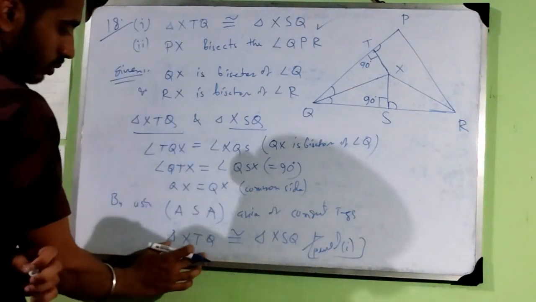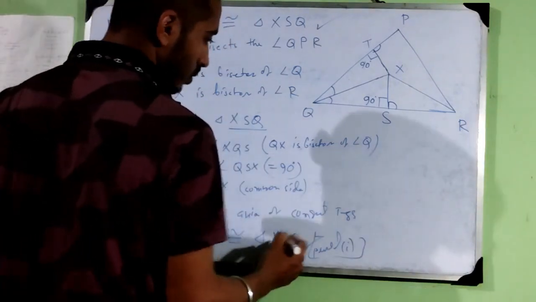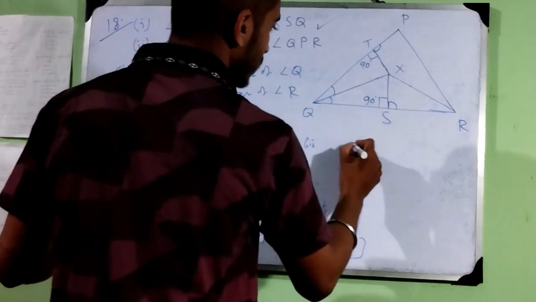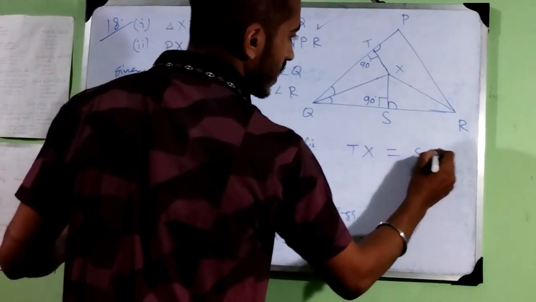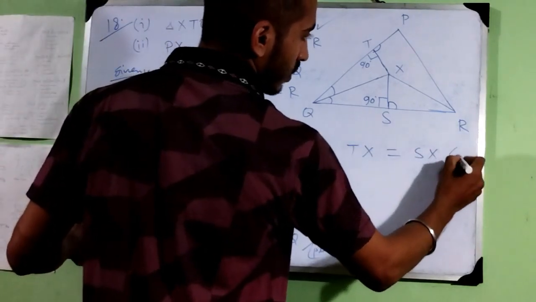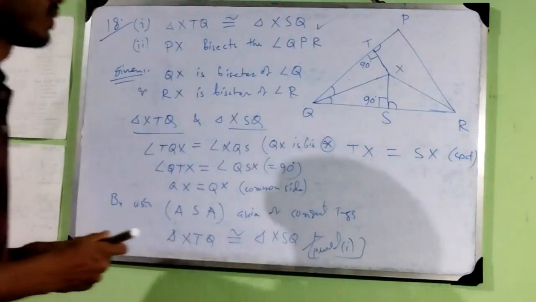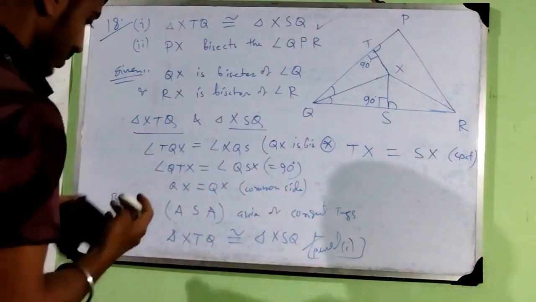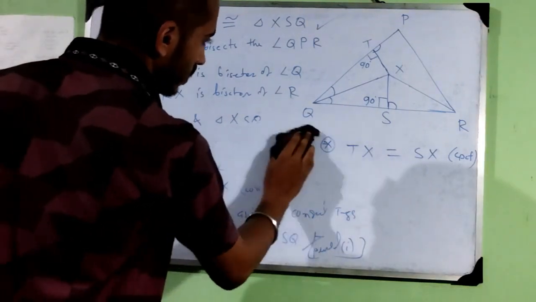So we can get a result. Now from the congruent triangles we can write that the two sides will be equal, that is TX equal to SX. These are the corresponding parts of congruent triangles, CPCT, in short form. This is an important result we have to write. I'm cleaning the board, but you have to write.